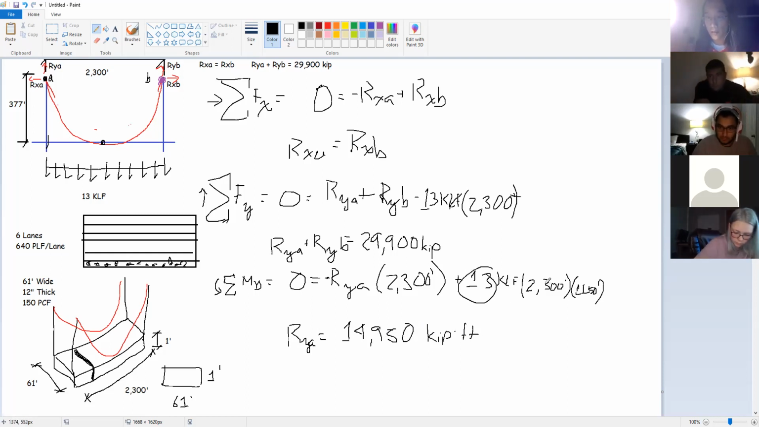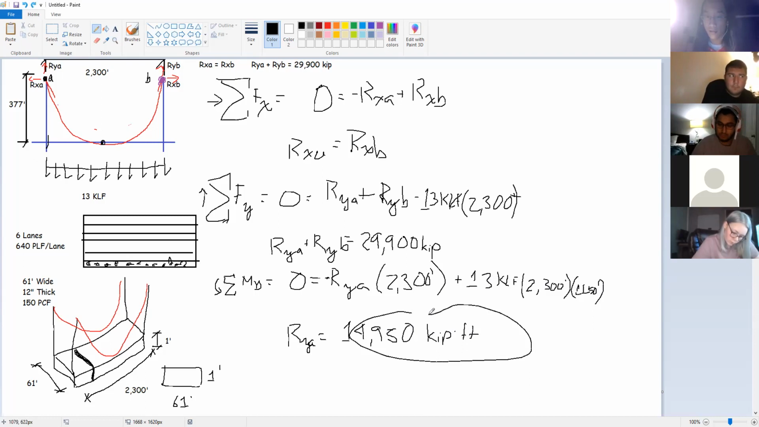We just multiplied this and this to get a number, and then we divide that by this to get the same answer. Everyone understand? Yeah. Cool.